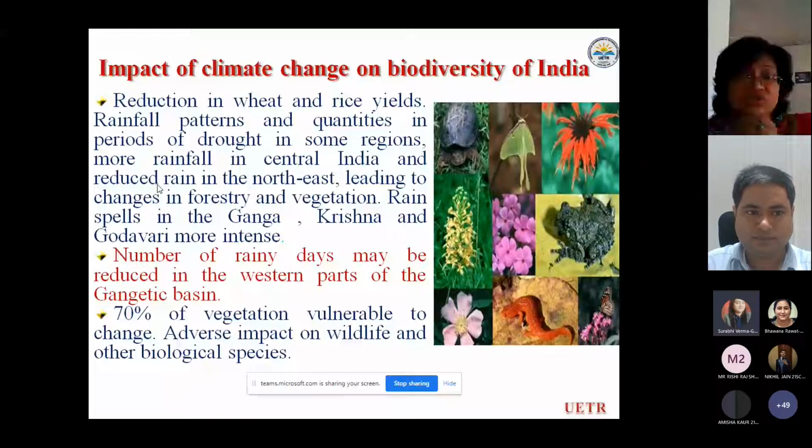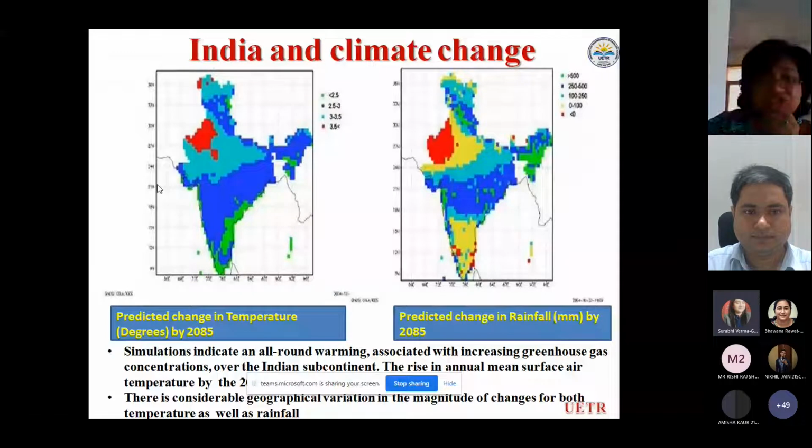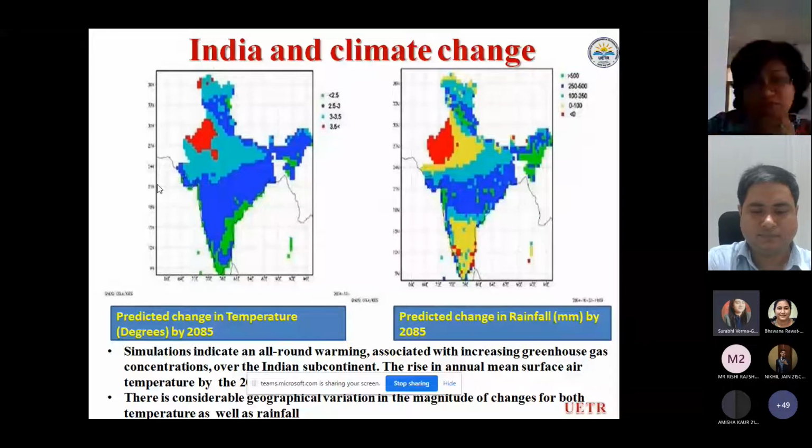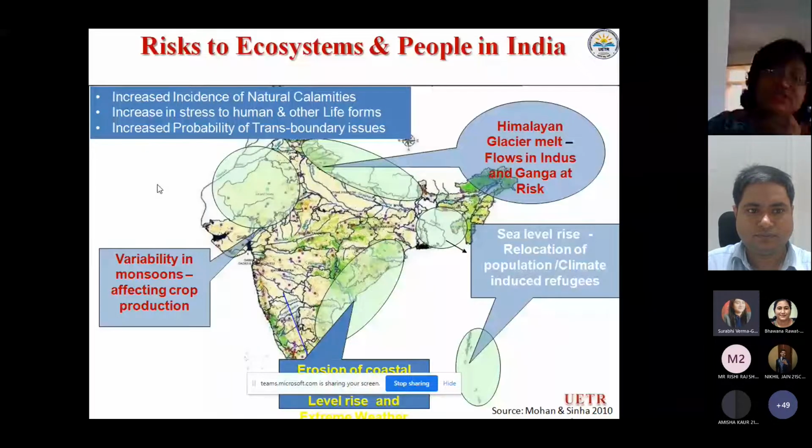We can also link this type of climate change with the reduction in wheat and rice yield. Rainfall pattern and quantities change, with periods of drought in some regions. There will be more rainfall in central India and reduced rain in the northeast, leading to change in the forestry and vegetation. You can see the predicted change in rainfall in millimeters by 2085. Thus, it is going to change the whole rain pattern by 2080.